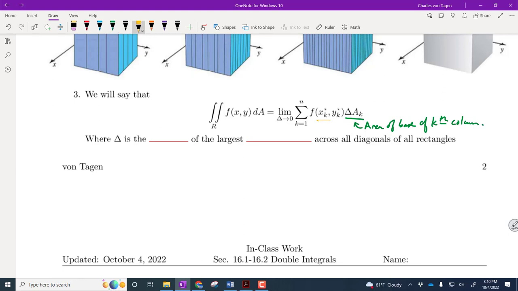This is our height. Pick a different color. It's a little rough. This is our height of the kth column. And so then what's this right here? When I multiply the base of the kth column by the height of the kth column, the area of the base by the height, what does that give me? That gives me the volume. That product there gives me the volume of the kth column.